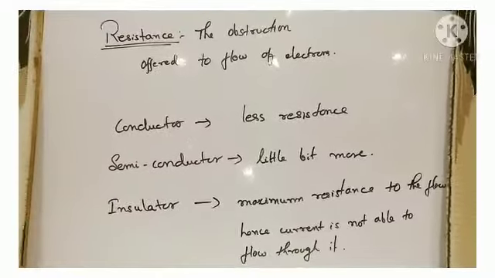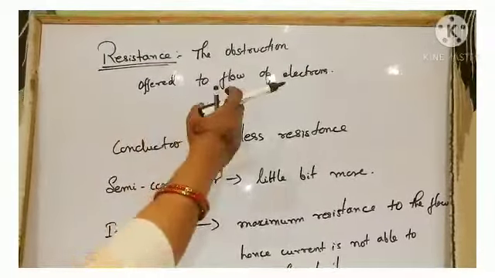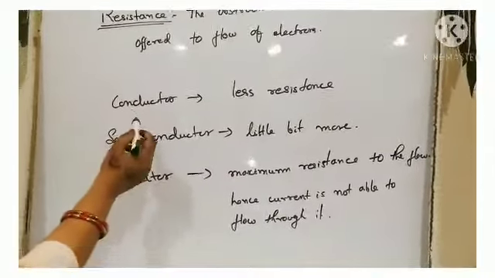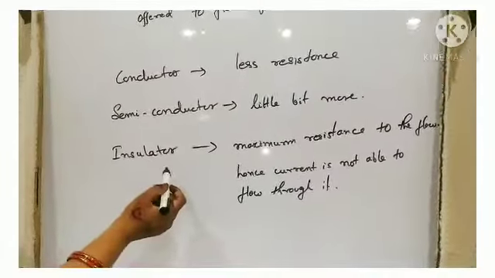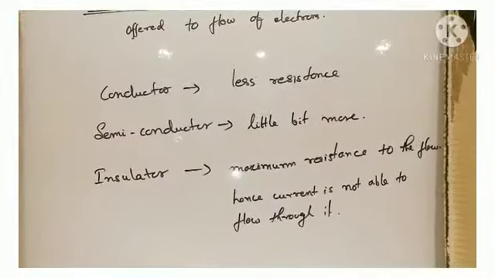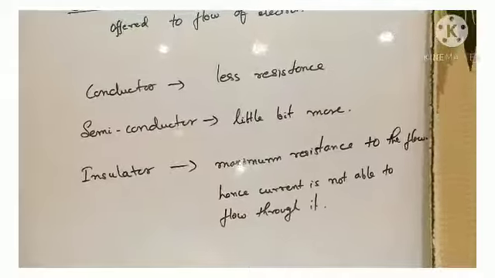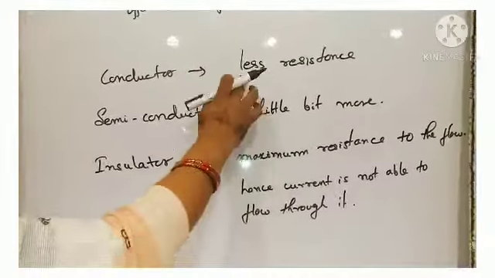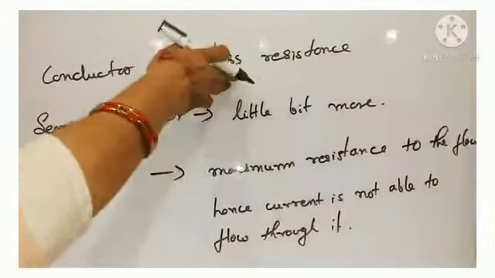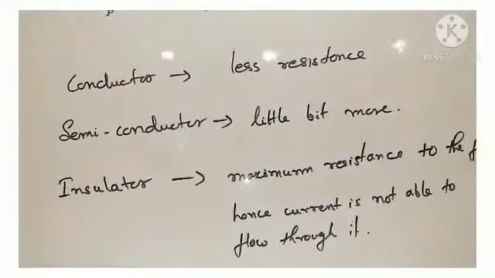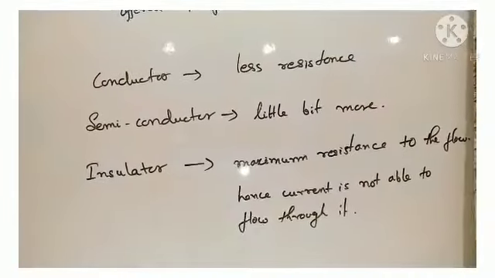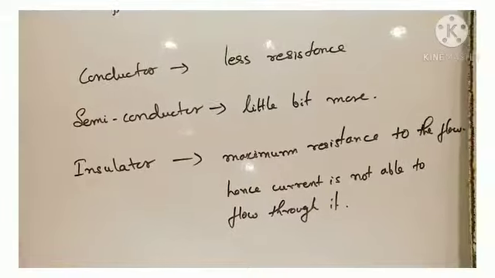Resistance, in simple words, is the obstacle or obstruction offered to the flow of current. Before going further into resistance, let's talk about conductors, semiconductors and insulators. Conductors are materials that permit electrons to flow freely from particle to particle. So conductors allow charge transfer because they have less resistance. Semiconductors have a little bit more resistivity than conductors. But in the case of an insulator, there is maximum resistance to the flow of current. Hence, current is not able to flow through insulators.